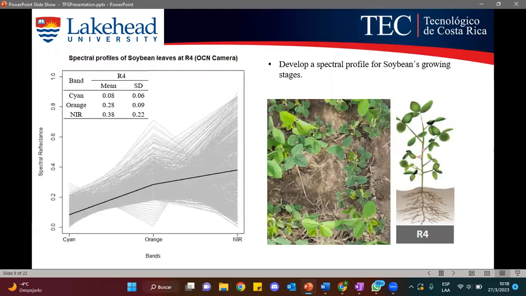So now, for the first objective, which was developing a spectral profile for soybean, you can see here on the left the spectral profile for our first stage. You can see cyan and orange are in similar values, and near is higher, but it's not that high. This is because the stage is very early, so chlorophyll content might be lower. You can see on the right side an image of the vegetation. You can see there are very young leaves. There's still some soil background.